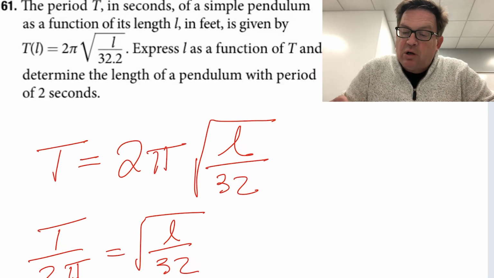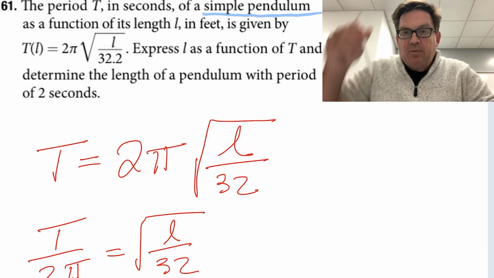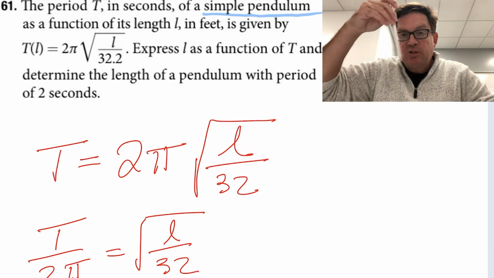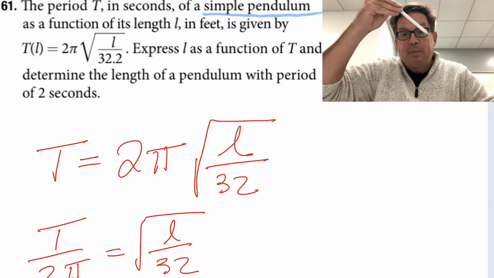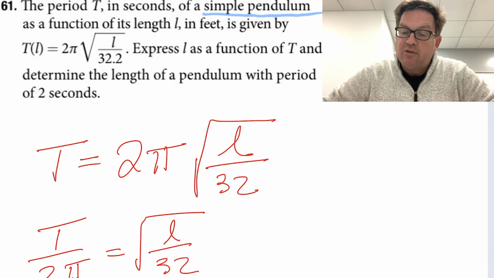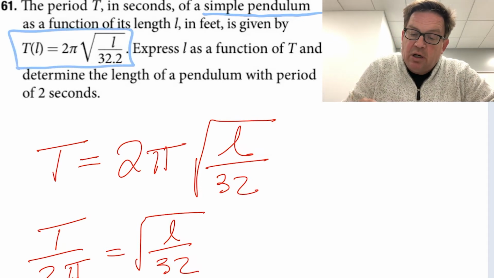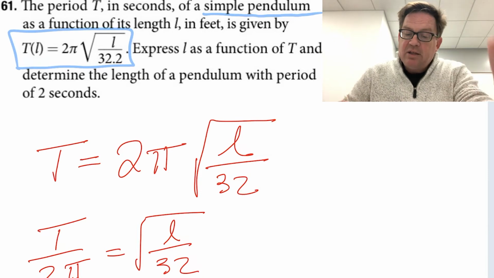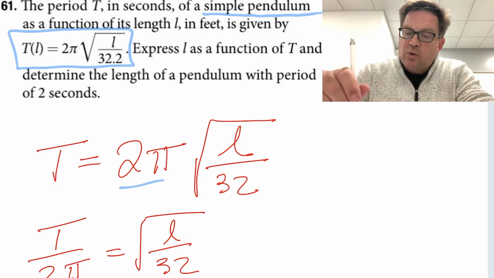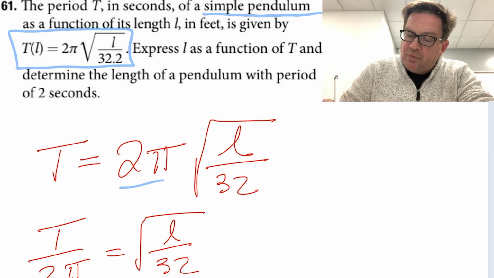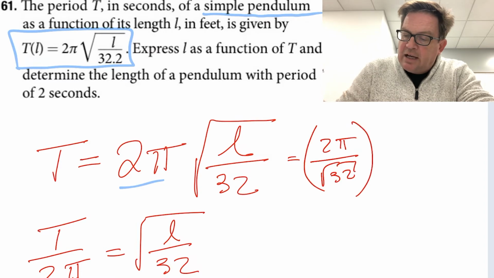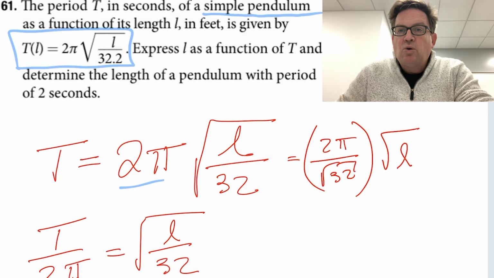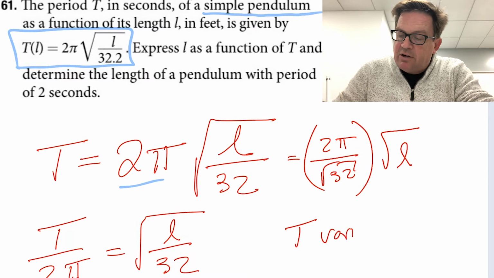I'll do one last example of this type of thing. They have a formula for a pendulum. As a pendulum swings, the length of the string that the pendulum is swinging on is related to the time it takes to go back and forth, the period of the pendulum. And here's a formula for it. If you think about it, this is 2 pi times the square root of L over 32. So you can think about that as 2 pi over the square root of 32 as a constant times the square root of L. We're going to see in the next video that t varies with the square root of L.